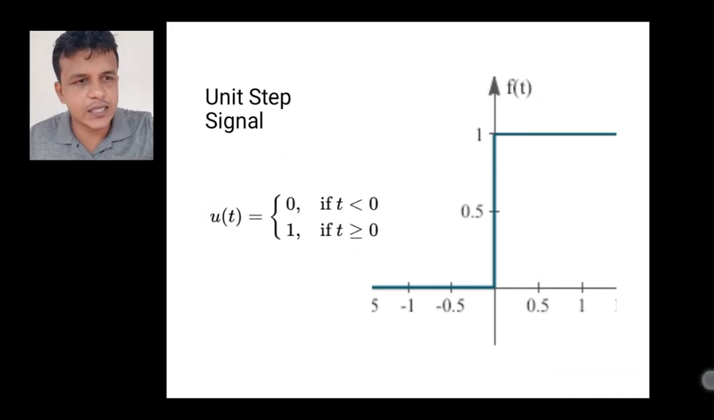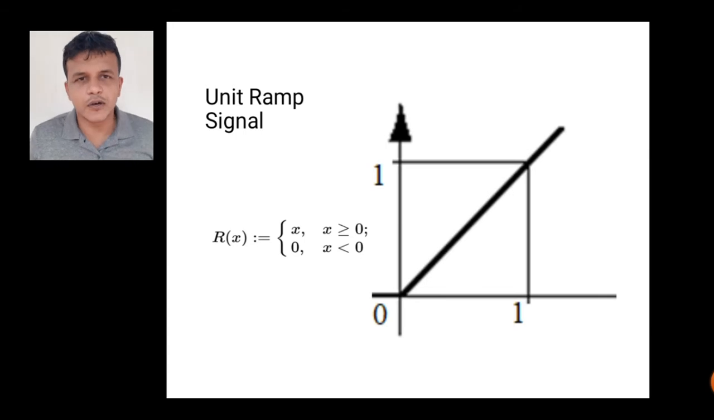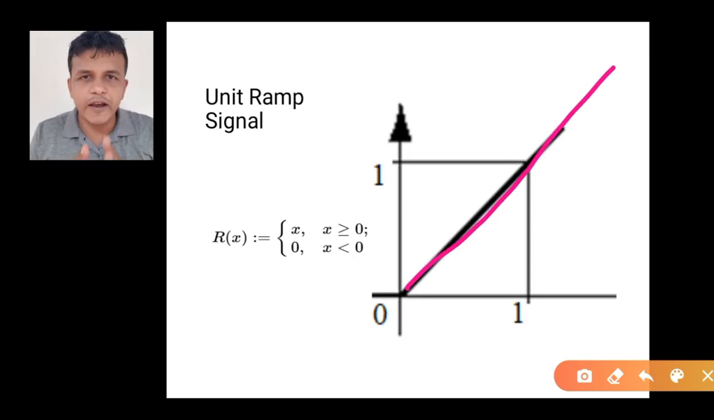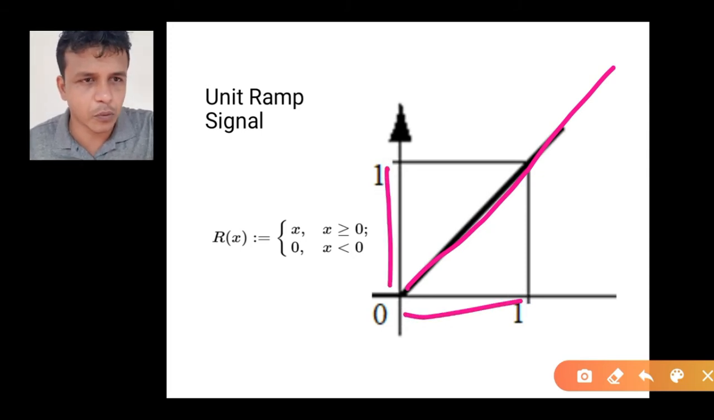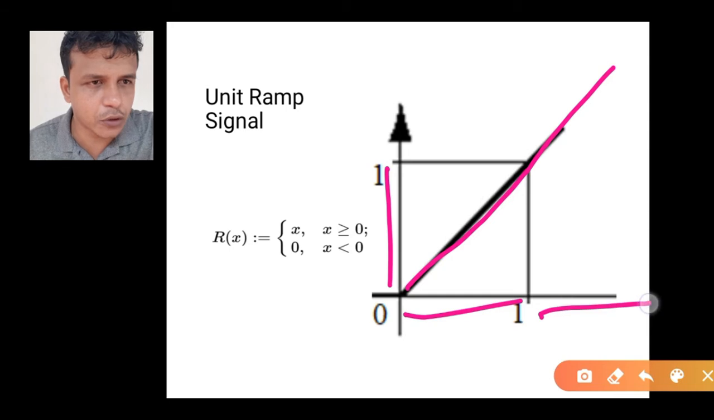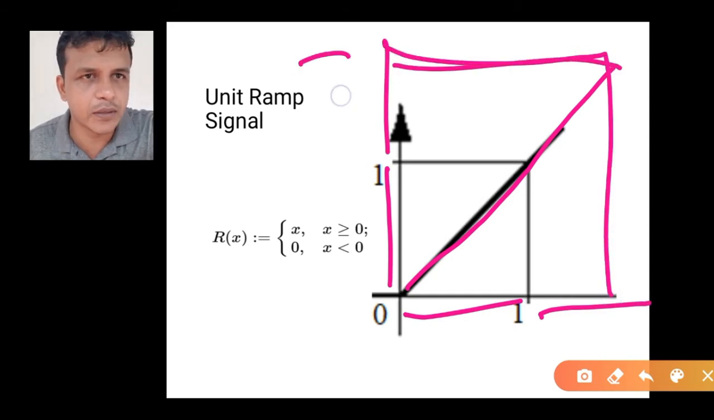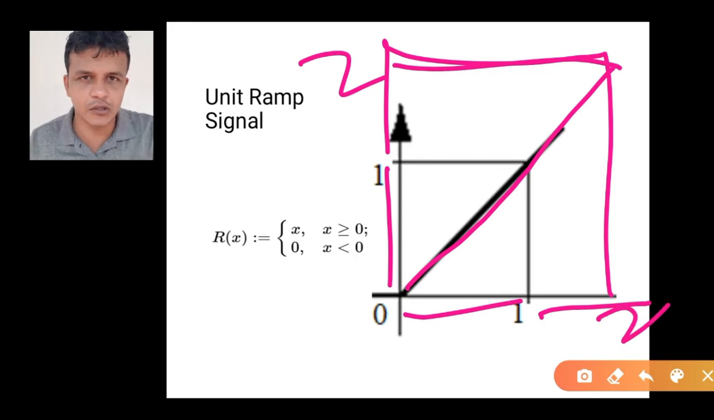Now let us discuss the next signal, that is the ramp signal. The response is a kind of ramp. For every unit change along the x-axis there is a similar unit change along the y-axis. It changes from 0 to 1 here, and here also it changes from 0 to 1. When it increases from 1 to 2, the amplitude also increases from 1 to 2. So here the amplitude becomes 2, and on the x-axis also it is 2.